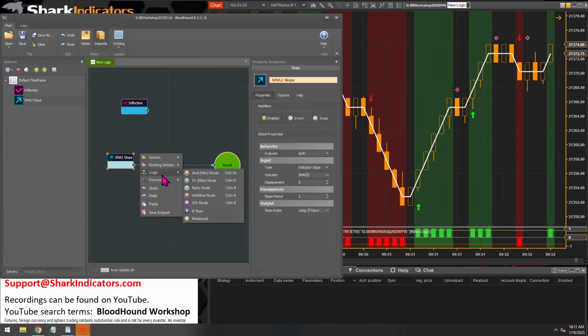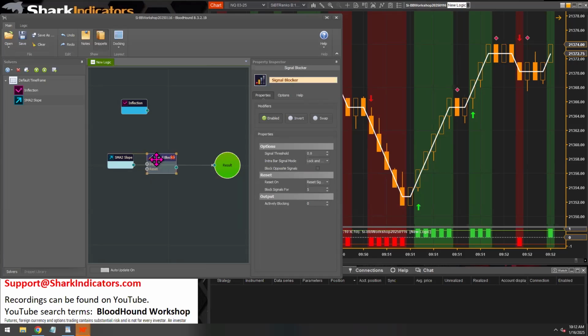We can do that if we really wanted to by using the signal blocker. Where is it? There we go. Signal blocker, like so. And the key is we just need to figure out how long we need to block for.